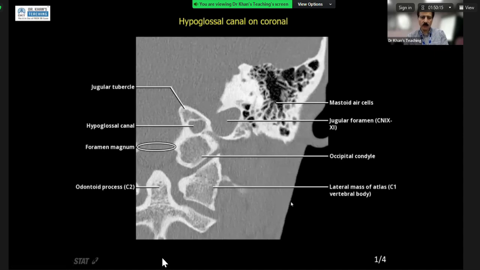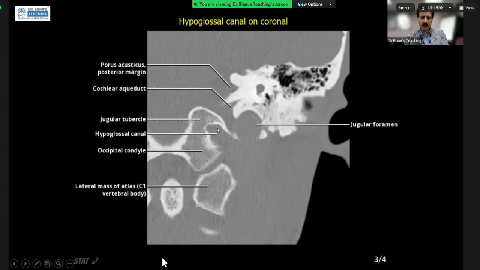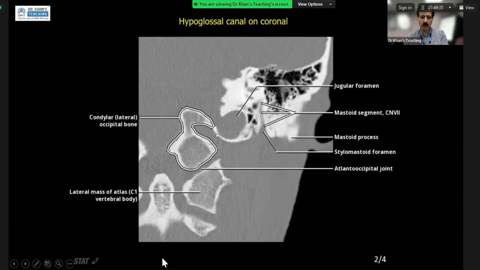Now, look at this. If you see here, this is the jugular tubercle, and this is the basiocciput. And here you are, if you see here, this is the beak. So this is the hypoglossal canal, and this is the jugular foramen. A question can be in the exam, what passes through it? And you should know that 9th, 10th, and 11th. And if asked to name the structure, this is the hypoglossal canal, and the 12th nerve passes through it.